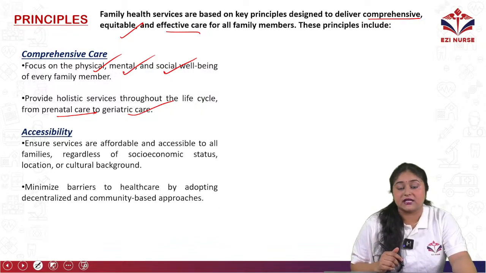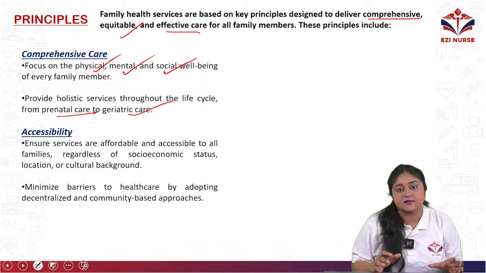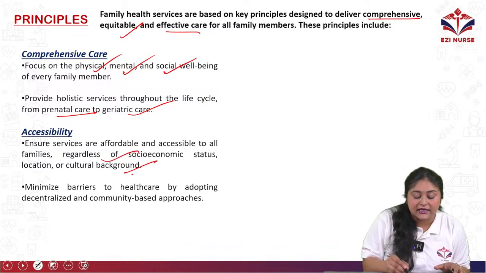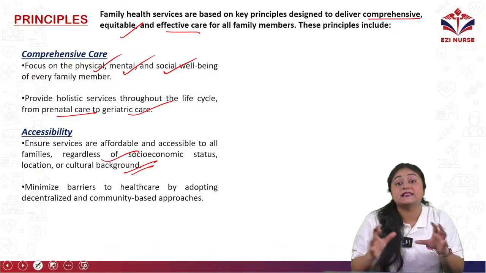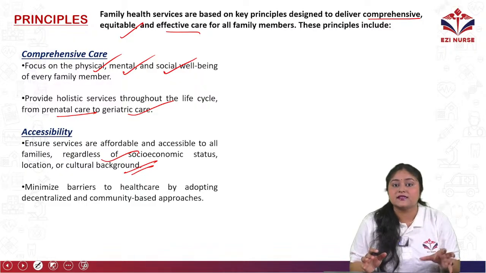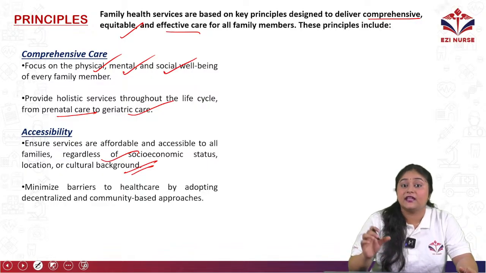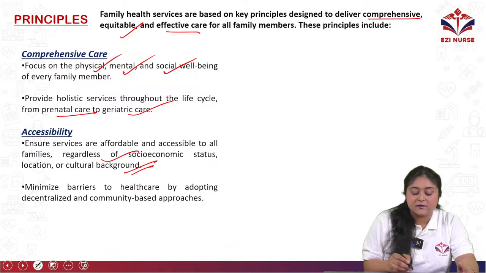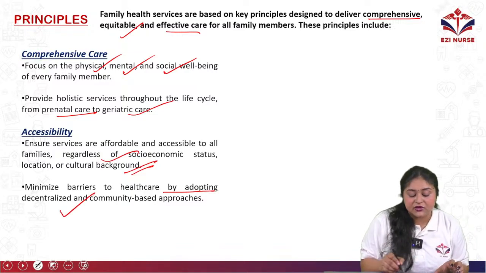Next is accessibility. So accessibility is nothing but ensuring the services are affordable and accessible for all the family members, regardless of socio-economic status, location and cultural background. So nowadays the Indian government is implementing some policies as well as some insurance for each and every hospital sector, so that the community people can afford the healthcare cost, right? So for each and every policy and insurance, based on the current situation, we have to provide the knowledge to the community members. Next is to minimize the barriers to healthcare, which is done by adopting decentralized and community-based approaches.